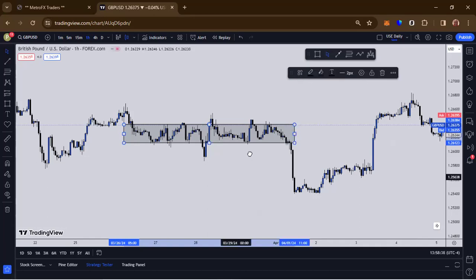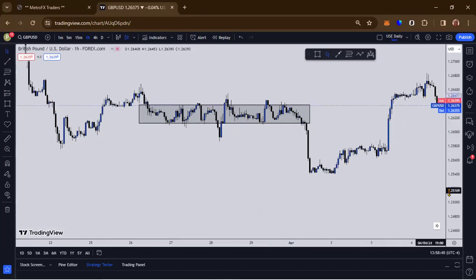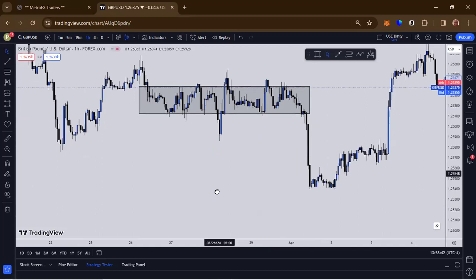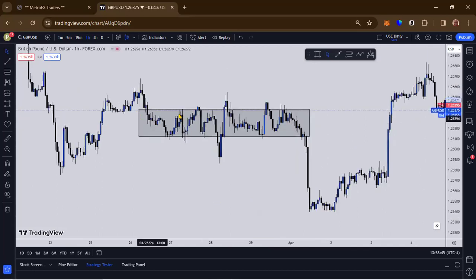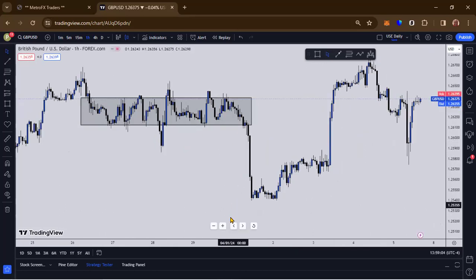In this box, as you can see in this particular section, it took a couple of hours for this sideways consolidation to happen. You don't want to trade in this box, because you get caught, and when you get caught in this box, you could lose a lot of money. So you want to wait for this box to have a breakout candle, which is this candle over here.